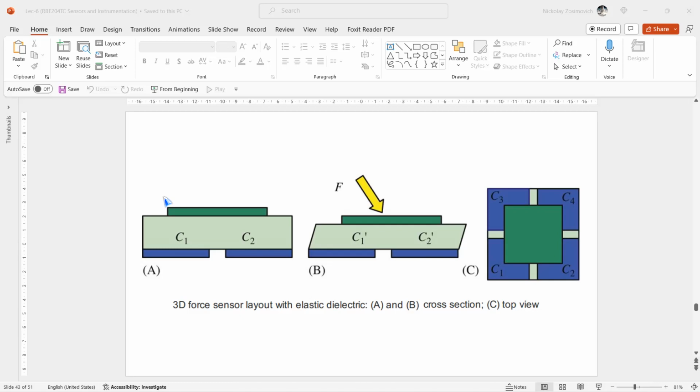The capacitive force sensor contains an elastic dielectric. Its basic configuration is depicted in this figure. It is sensitive to the two shear directions and the normal direction.